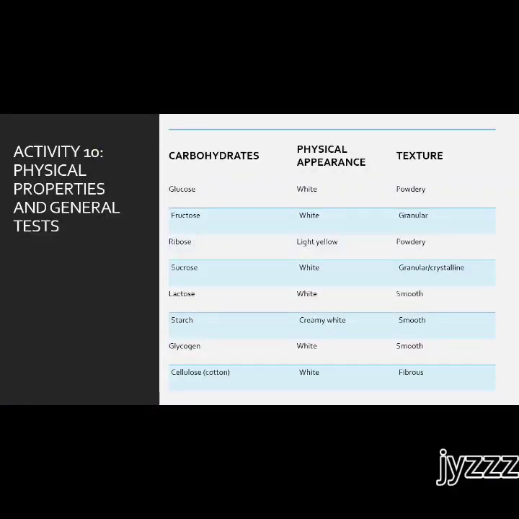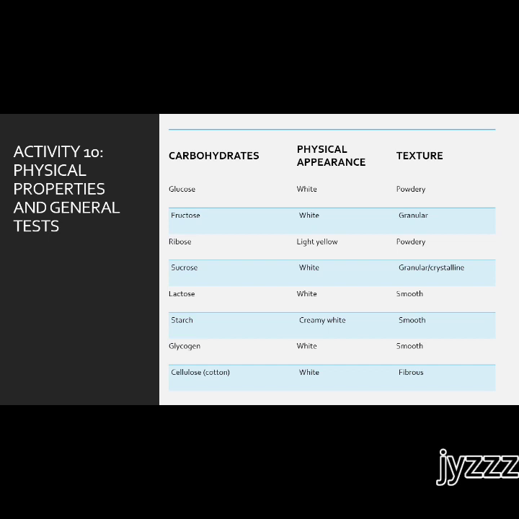Okay, and so we'll be talking about your activity 10, your physical properties and general tests for your carbohydrates. Let's take a look at the physical properties of your carbohydrates. All your monosaccharides and your disaccharides are white crystalline substances. Here you have your glucose, your fructose, your sucrose.